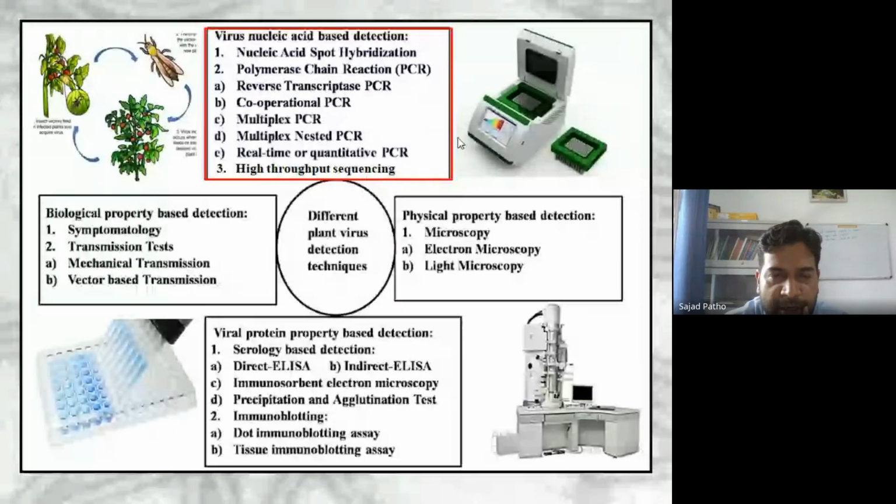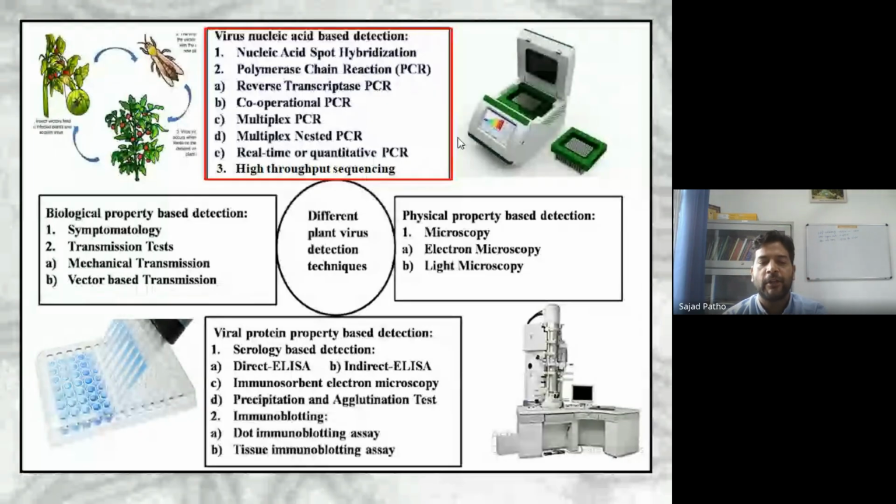But very important and very useful techniques are based on the protein property, and one is based on the nucleic acid property. Because if we see the structure of these viruses, it is composed of the coat protein around the nucleic acid. So there are two components, nucleic acid and protein. Those can be used for detection of the virus.